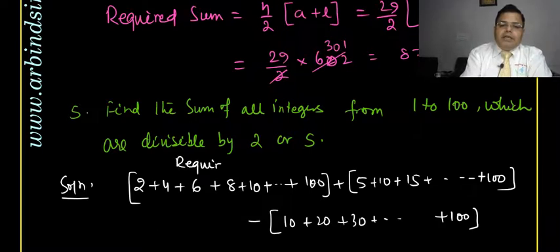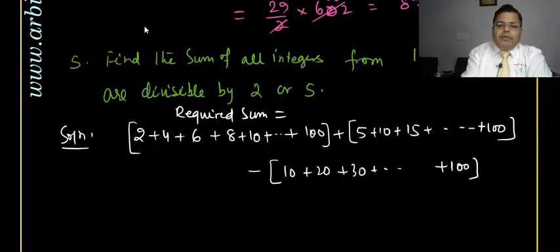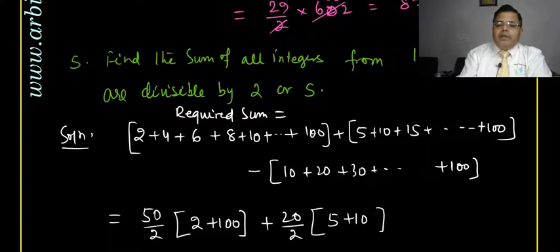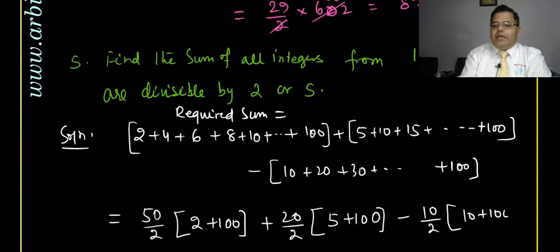Required sum is given by this, and that will be what? The sum of these 50 even natural numbers: 50 by 2, first term plus last term. Multiples of 5 are 20 numbers, so 20 by 2, n by 2, because 20 is the number of terms, and first term plus last term is 100 plus 5, that is 105. And now multiples of 10 are 10 numbers, so n by 2, n is 10, first term plus last term again.